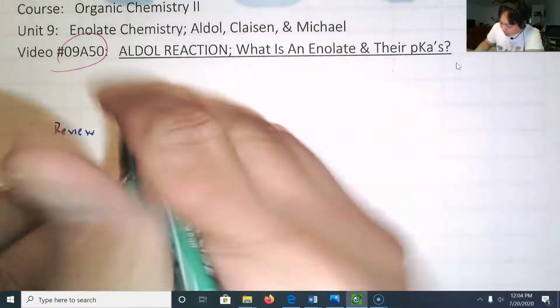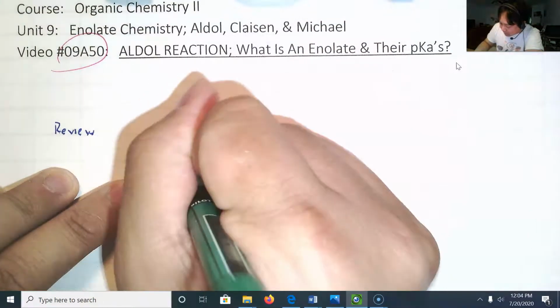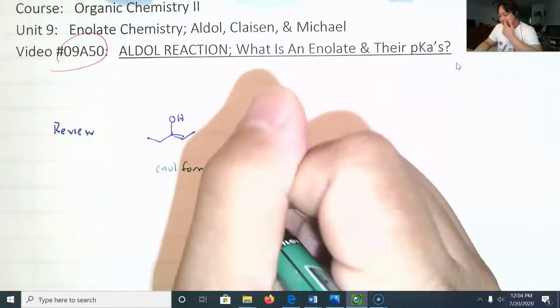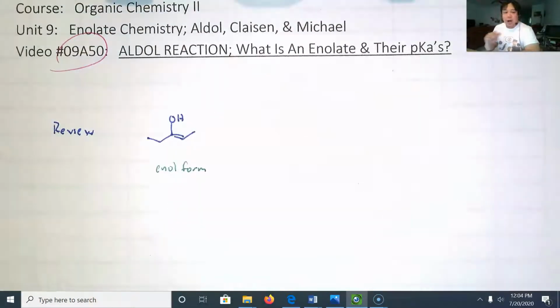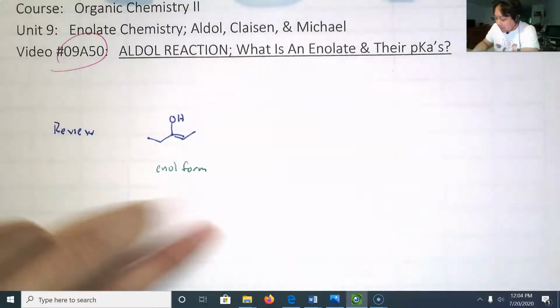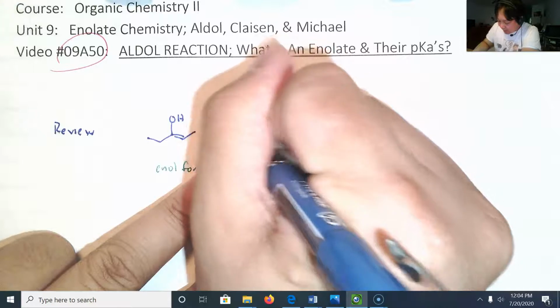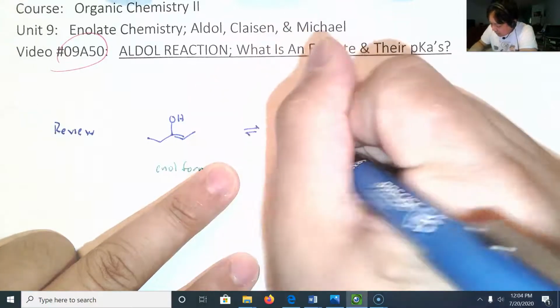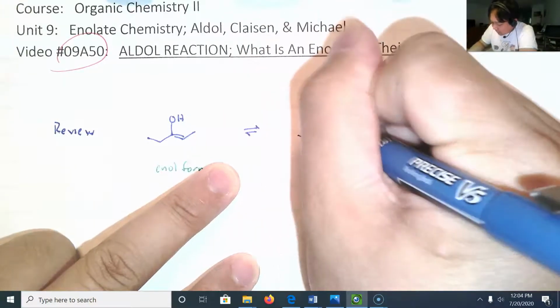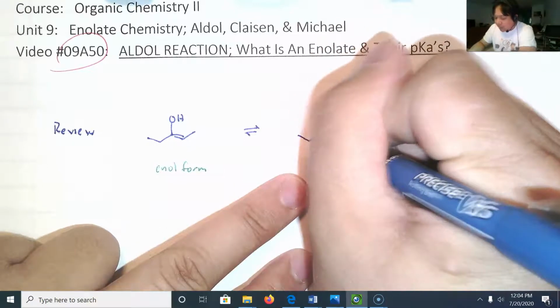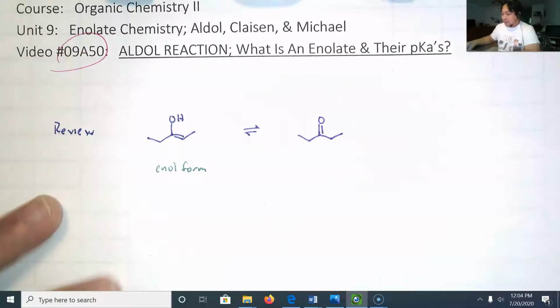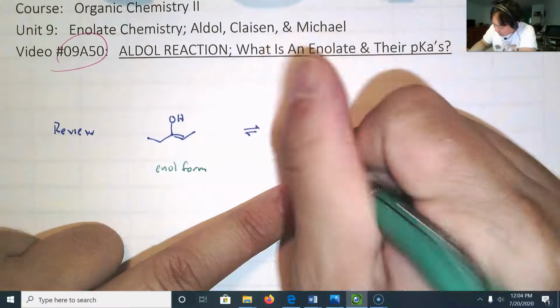And we'll call this the enol form, because in solution, that form can toggle between the enol form and the keto form. So this is not resonance. This is actually an equilibrium. And for the most part, the keto form is the more prevalent of the two.